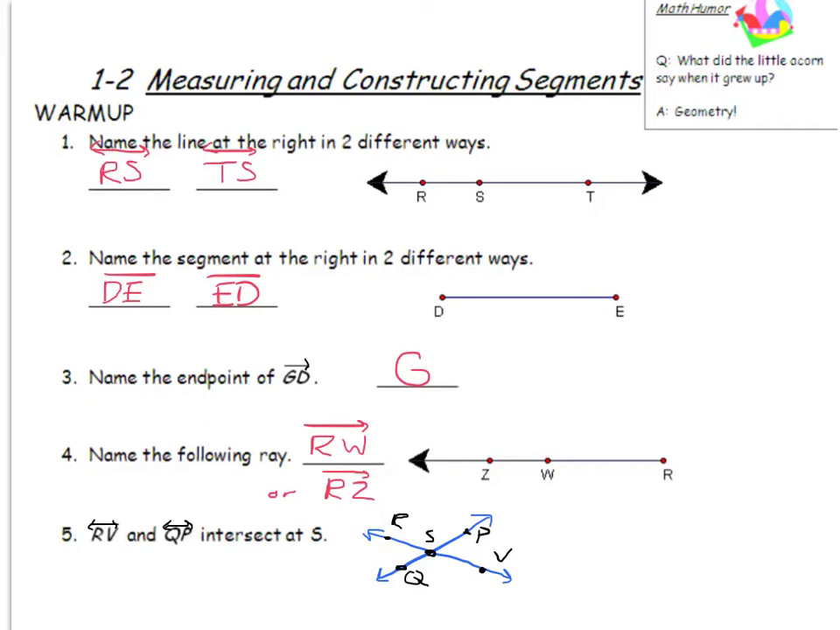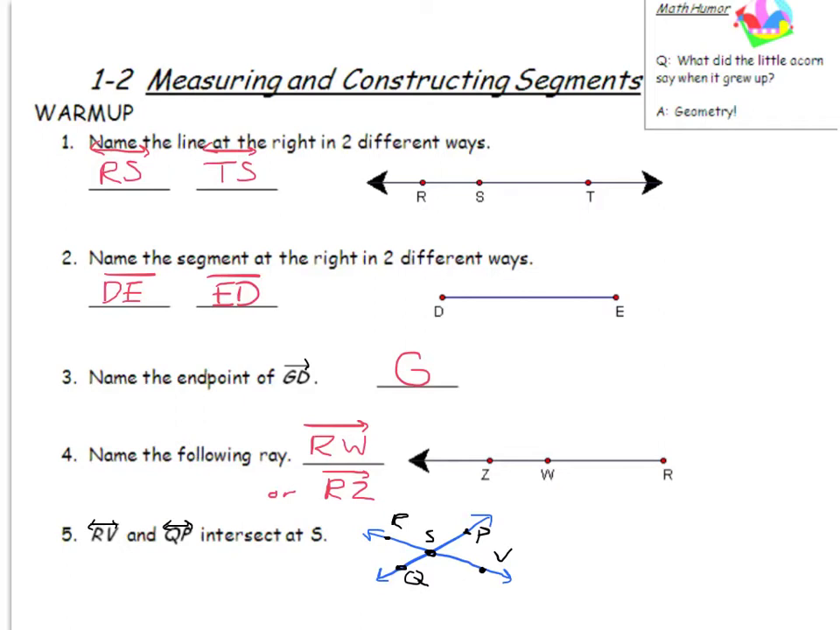Taking a look at number 1, we're going to name the line in 2 different ways. One way is to name it line RS, or you can name it line TS, line RT, or line ST. There are so many different ways you can name the line. Just make sure you're picking 2 points that sit on the line, and when you name it, you put that line symbol above the 2 points. Please don't write line RST, because by definition, a line is determined by 2 points, not 3.